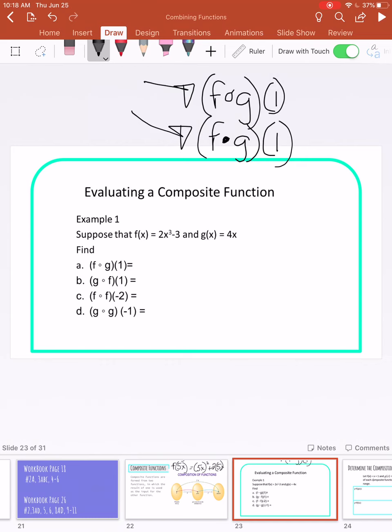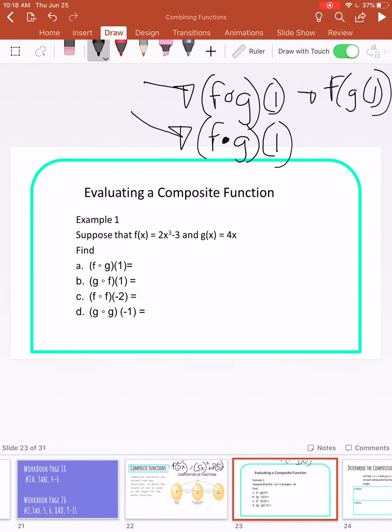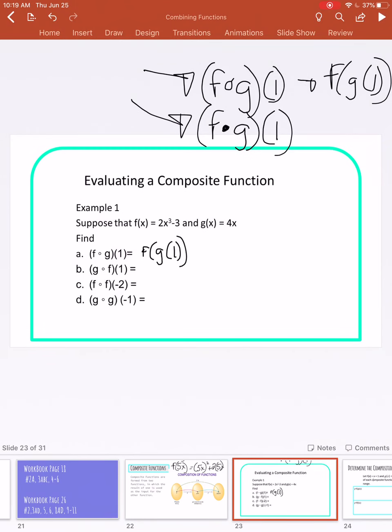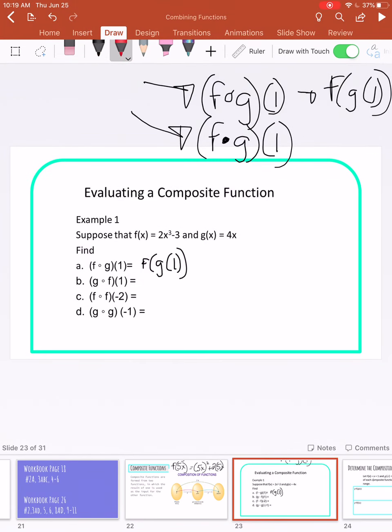The first step whenever I'm doing this is I like to rewrite it in function notation form, because this means the same as this. So I'll rewrite this as f at g at 1. This means we start on the inside and work our way out. We take 1 and input it into the g function, which is 4x. Substituting 1 into 4x, I end up with 4, because 4 times 1 is 4.